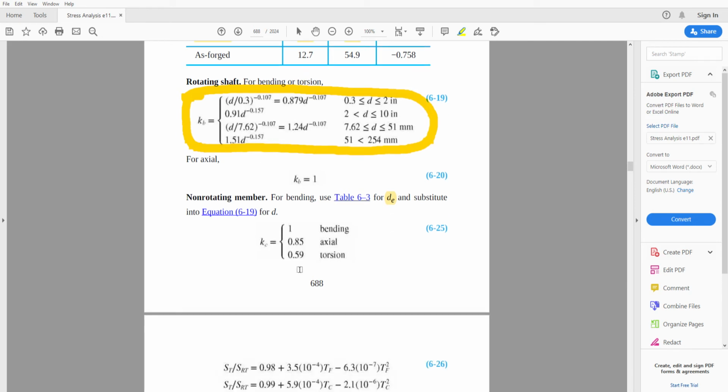Moving on to Kc. Kc is called the load factor, so it depends on the load. If you have bending, Kc is equal to 1. If you have axial load, 0.85. Torsion, 0.59. And I think we saw this in our previous example, the one posted on the channel, we had pure torsion in our problem, so we used Kc is equal to 0.59.